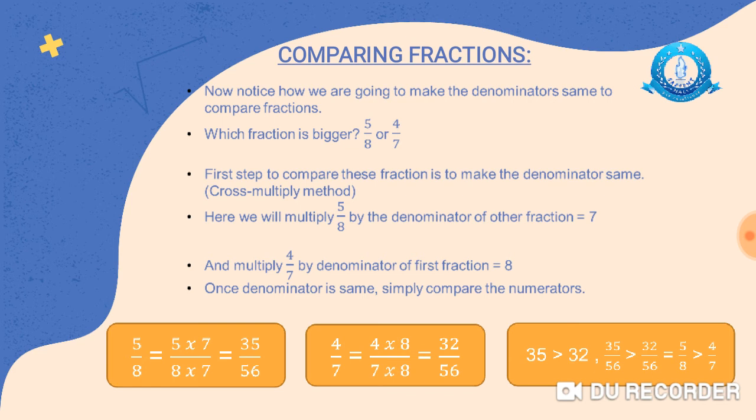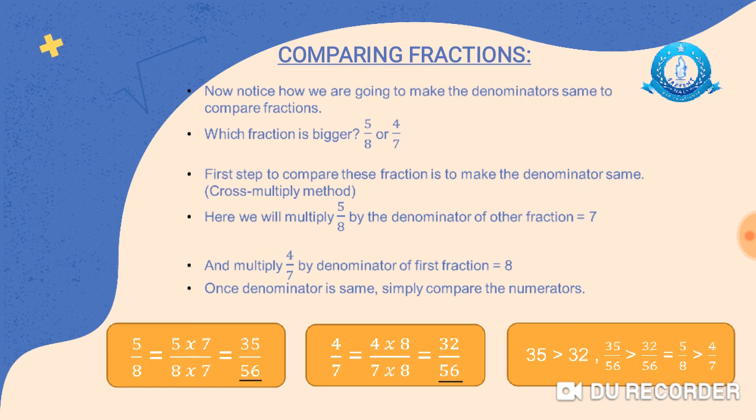My second step will be to multiply the second fraction by the denominator of the first fraction. So 4 upon 7 will now be multiplied by 8. 4 multiplied by 8 and 7 multiplied by 8. My new fraction is 32 upon 56. Now notice my new fractions, both of them have the same denominator.